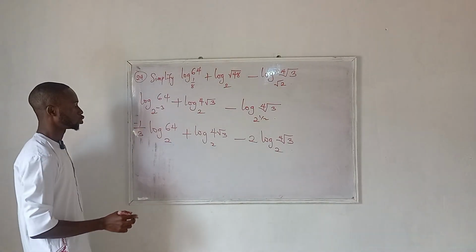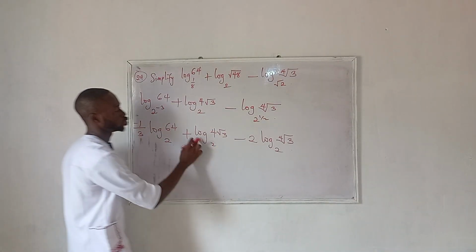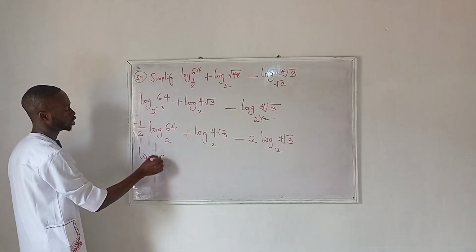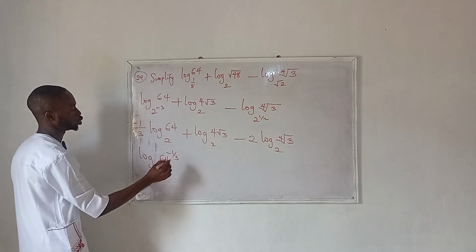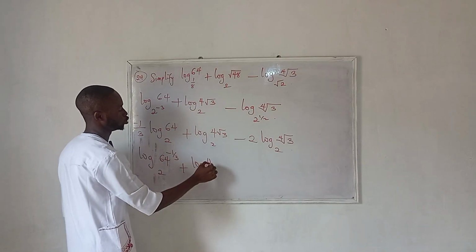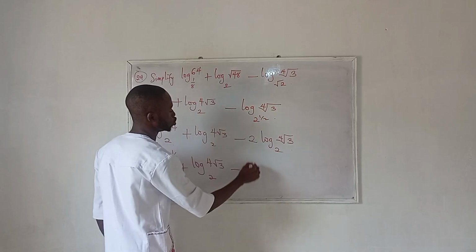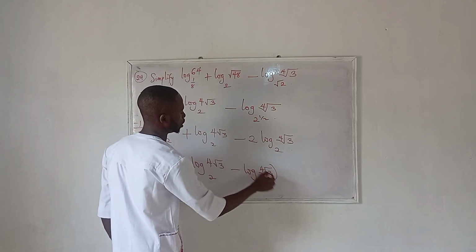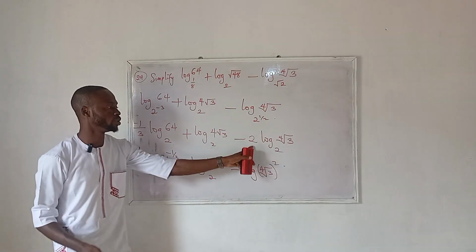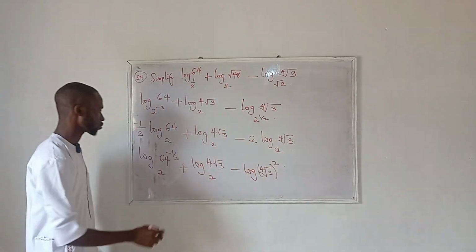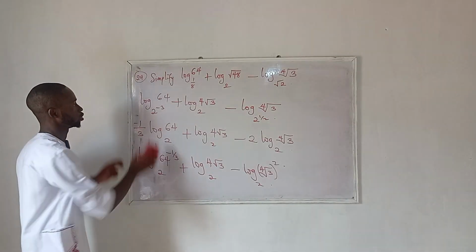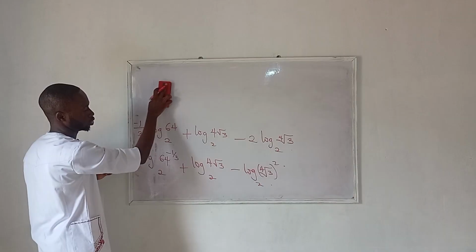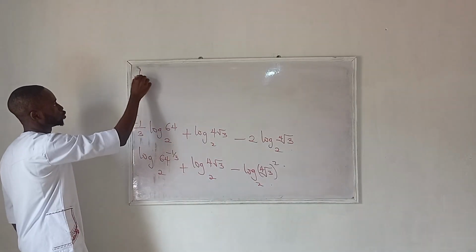Is that okay? So before we can pick one log to the base of 2 that is common, we need to first remove this coefficient. So if I return this here, I would have log 64 raised to the power of minus 1 over 3 base 2 plus log 4 root 3 base 2 minus log 4th root of 3 raised to the power of 2, because it's going to become a power here. If you are returning it, it's going to become a power. Then this has base 2. So from here, we can pick one log to the base of 2.